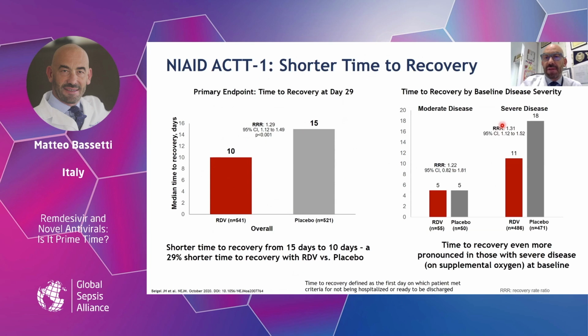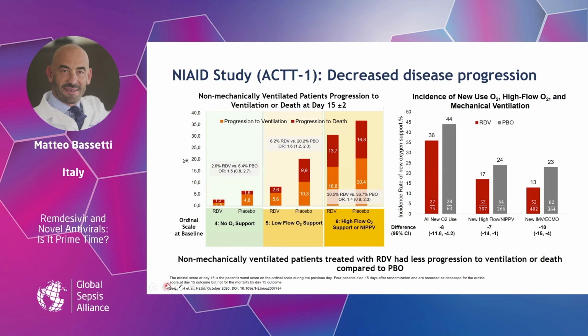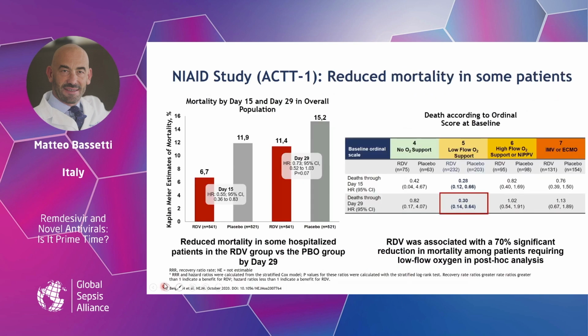What was important to see is that there is an advantage, particularly in patients with severe disease. In patients with severe disease, the time to recovery was even more pronounced than in patients with moderate disease. Then when they analyzed the progression of disease, it was important to note that there was an important benefit in patients with low-flow oxygen support, but even in high-flow oxygen support. You can see the reduction in the progression to ventilation or to death, particularly in these types of patients, and also the incidence of use of high-flow oxygen and mechanical ventilation lower in patients treated with remdesivir. And in some patients, remdesivir was also able to reduce mortality.